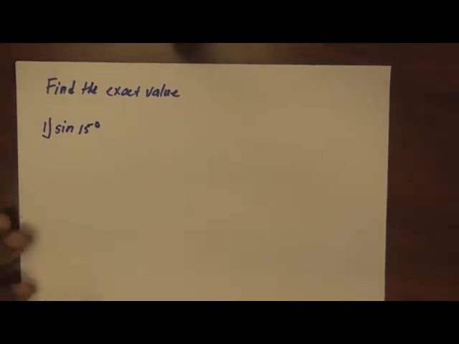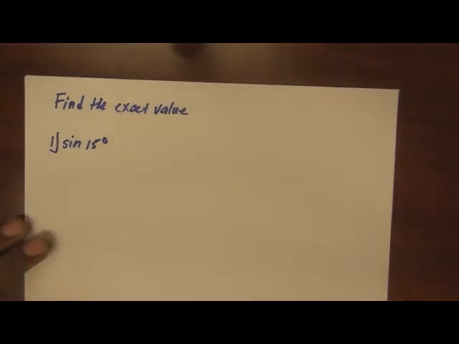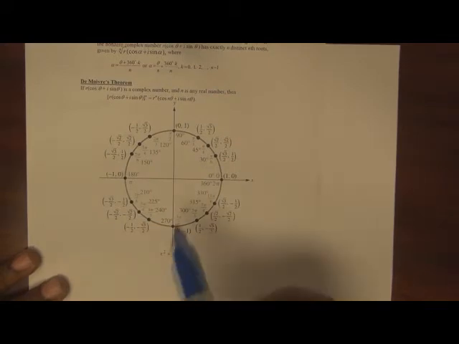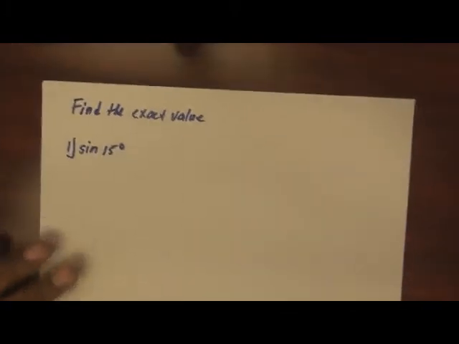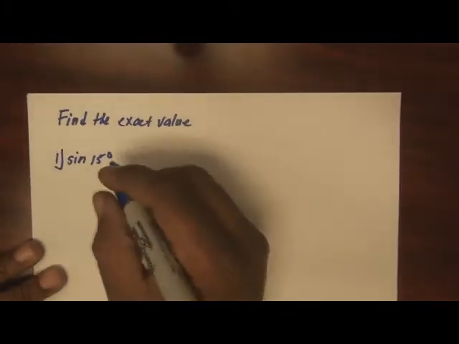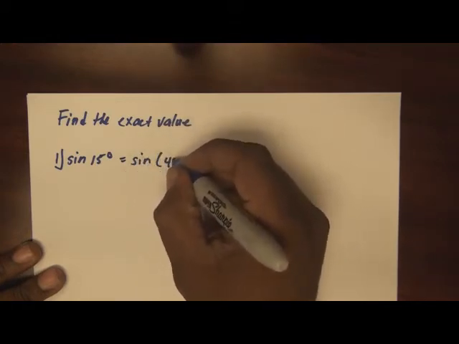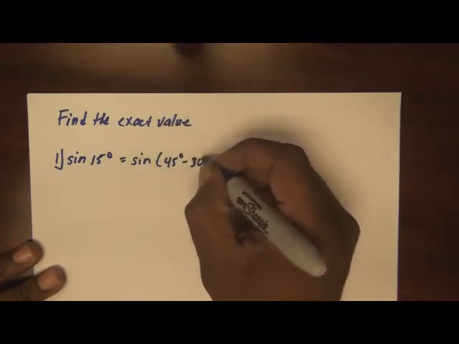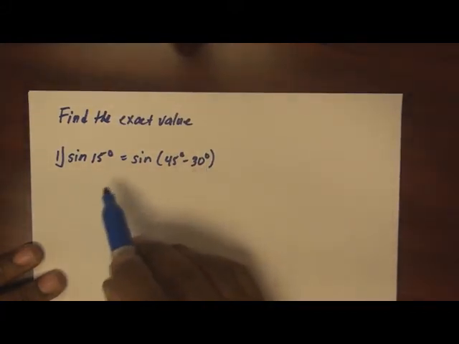In this example, we'll find the exact value for the sine of 15 degrees. If you look in your unit circle, you will notice that there is no 15-degree angle in the unit circle. So we'll use a combination that will give us 15. I'm simply going to rewrite the sine of 15 degrees as the sine of 45 degrees minus 30 degrees, as 45 minus 30 gives us 15.